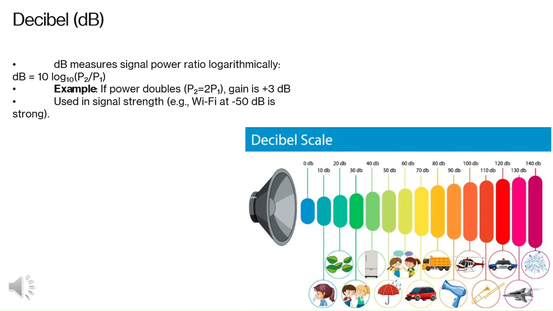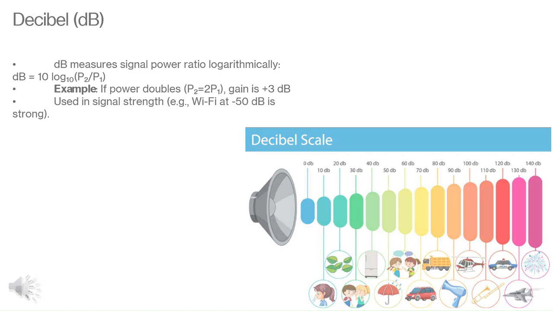Wi-Fi signal strength is shown in dBm. Minus 50 dBm is excellent, and minus 90 dBm is barely usable. Understanding dB helps us quickly compare signal quality in real networks. As you can see, I provided the image.